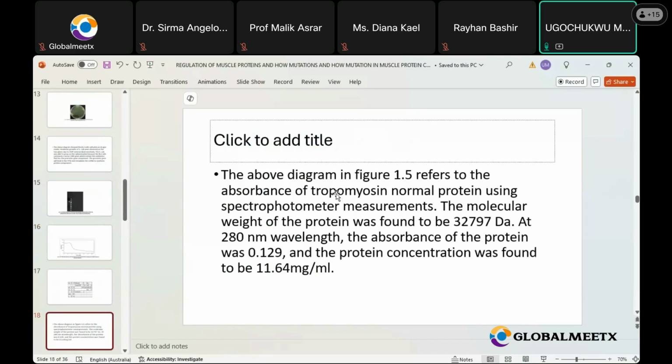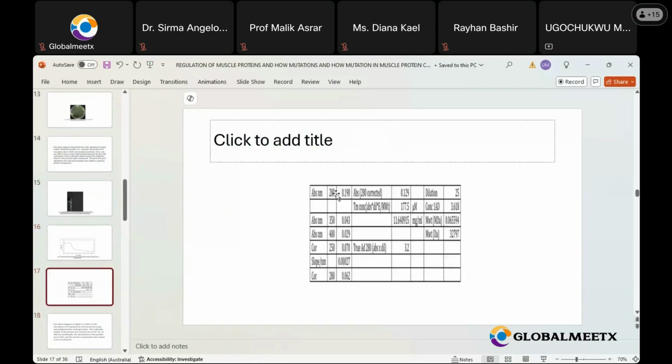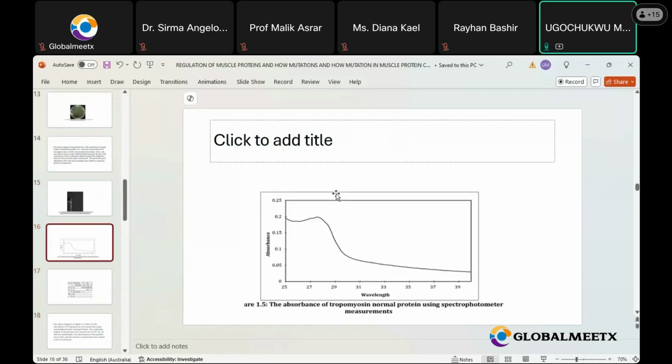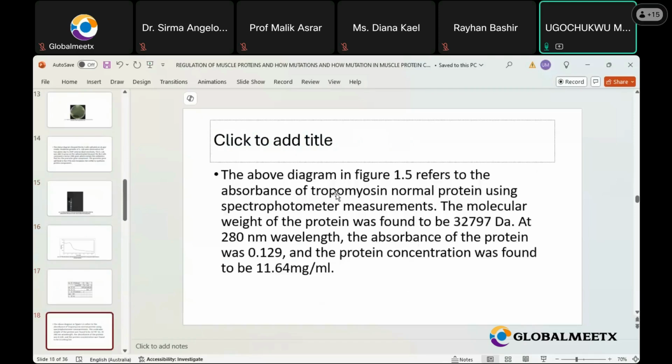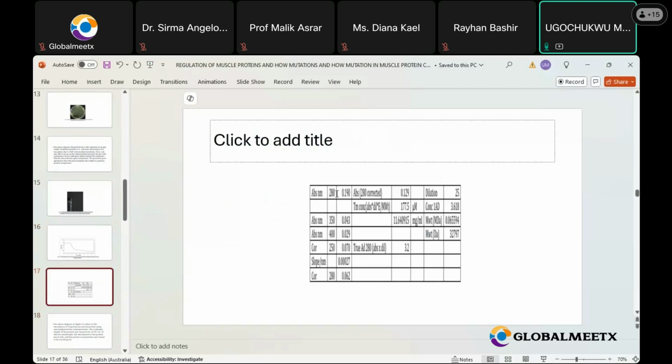The diagram refers to the observance of tropomyosin normal proteins. The molecular weight of the protein, which can be found on this table on the slide, was found to be 32,797 Daltons. At 280 nanometer wavelength, the absorbance of the protein was 0.125, and the protein concentration was found to be 11.64 milligram per ml, as found on the table of the slide.